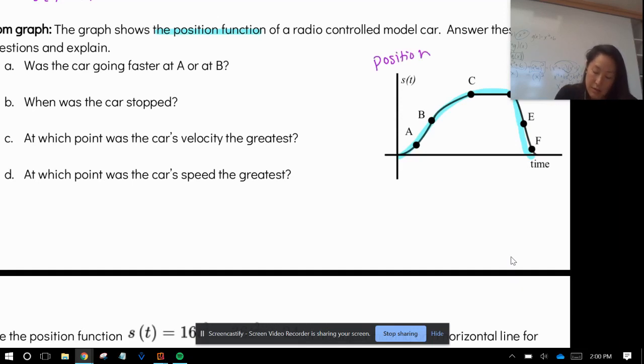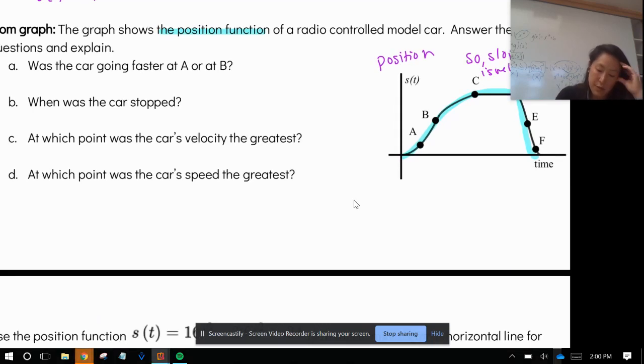Again, I like to label that this is position. So the slope of this graph is velocity. The car was going fastest between A and B. It's definitely B because the slope is steeper, it has a greater slope. When was the car stopped? The car was stopped between C and D because the position does not change. And at what point was the car's velocity the greatest? Velocity takes into account direction, so we're going to look for a positive value. Again, the slope at B compared to A, C, and D is the steepest.